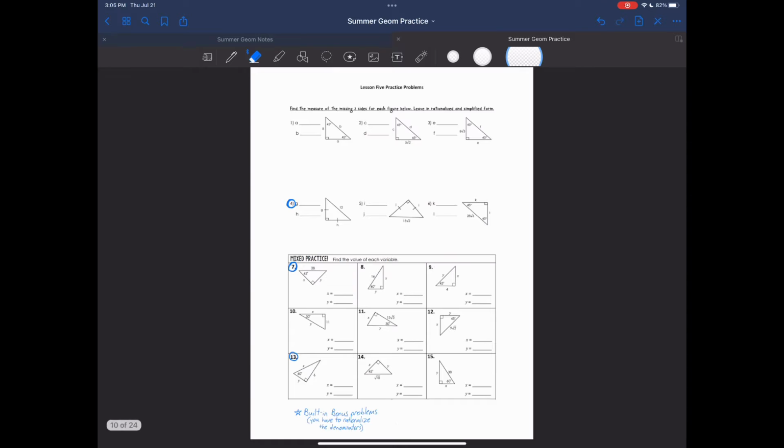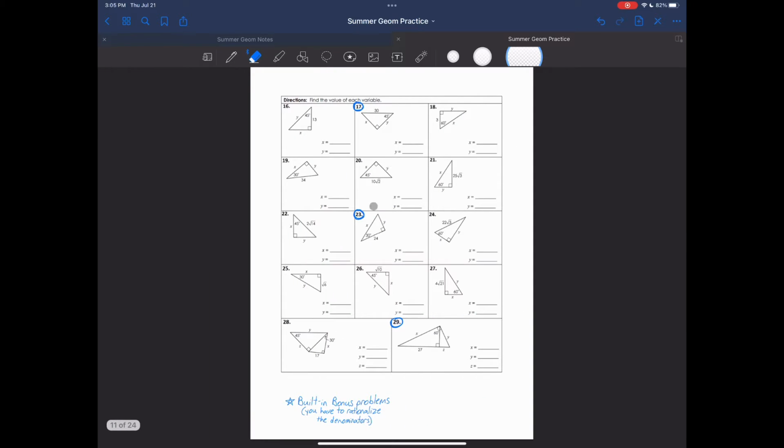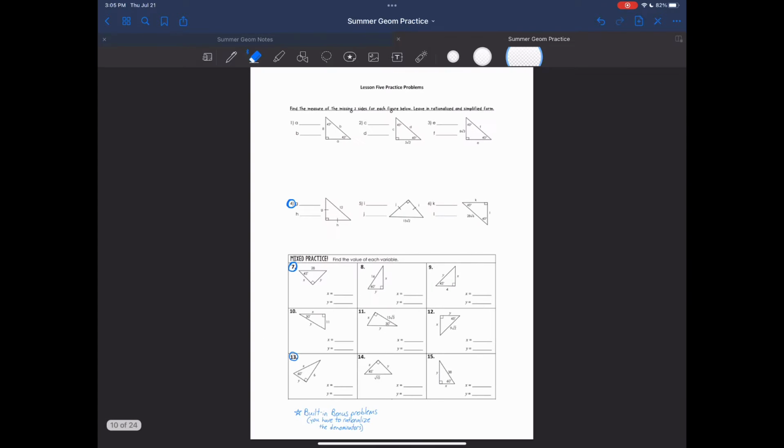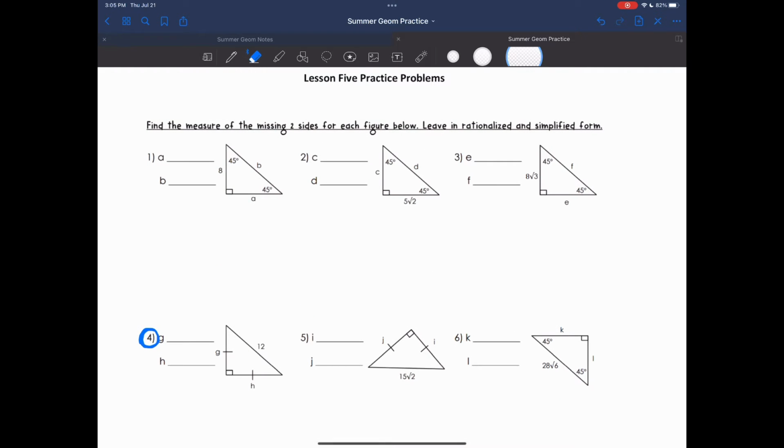So those 3 on the front, and then these 3 on the other page here. Those are the ones, I think I got all of those where you have to rationalize denominators, meaning do that special thing where you get a square root out of the bottom, okay? Okay, let's jump in here. So the whole first section, 1 through 6, is strictly 45, 45, 90.